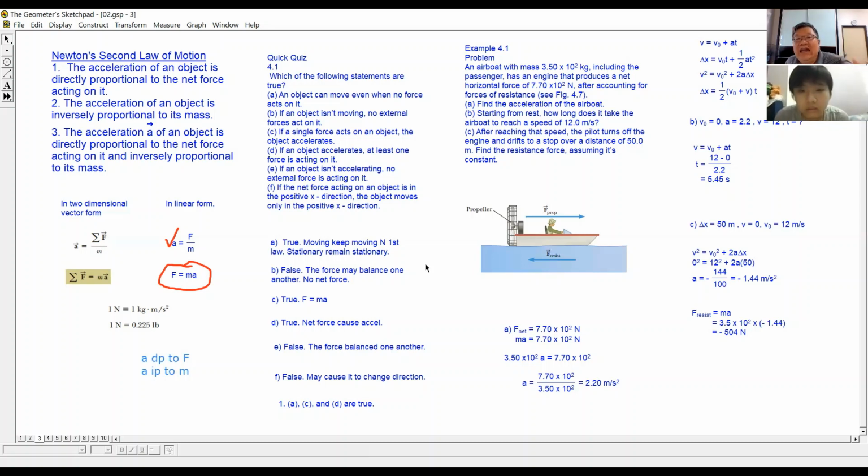And this is clearly stated in Newton's first law of motion. Newton's first law of motion says if the object is moving with constant velocity, it will continue to move with constant velocity. You don't have to push it. You don't need a force to push it to move. Okay, so this statement is true. Okay, next one. You read the B.